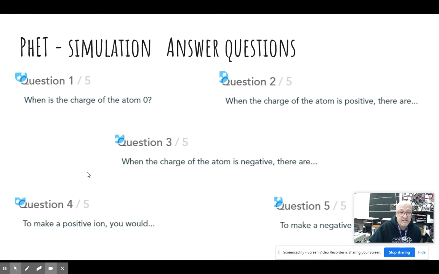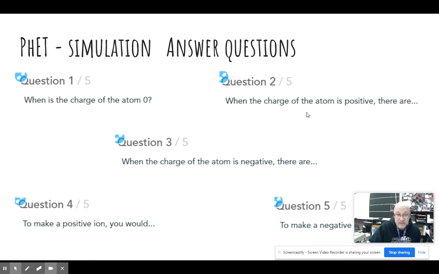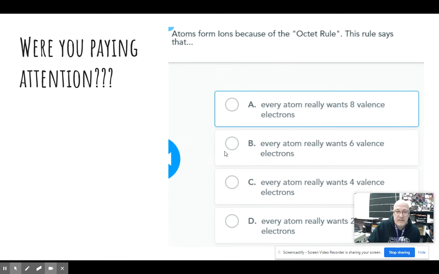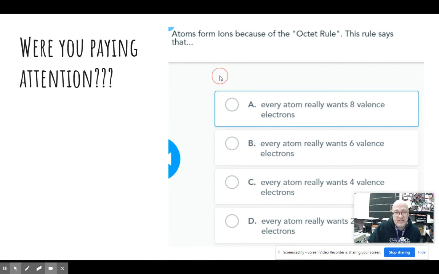There are questions from the FET. I know you've done the FET already, but these are the questions I'm going to need you to answer. So read the questions as you go through the FET again. It's a good FET. I like that FET. Hopefully you'll be able to get something more out of it. There's a Tyler video, and there are some questions. These are the questions that are asked by the video and answered by the video.